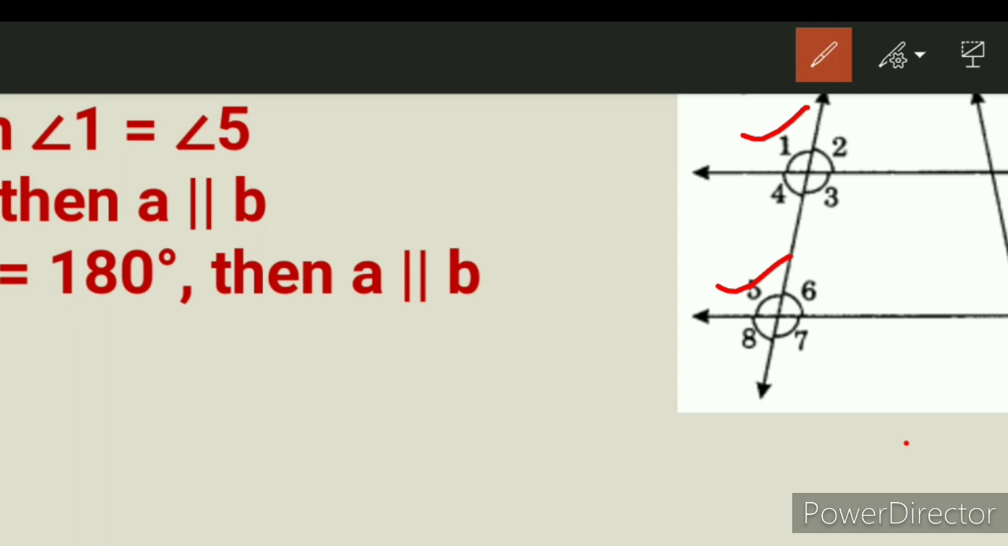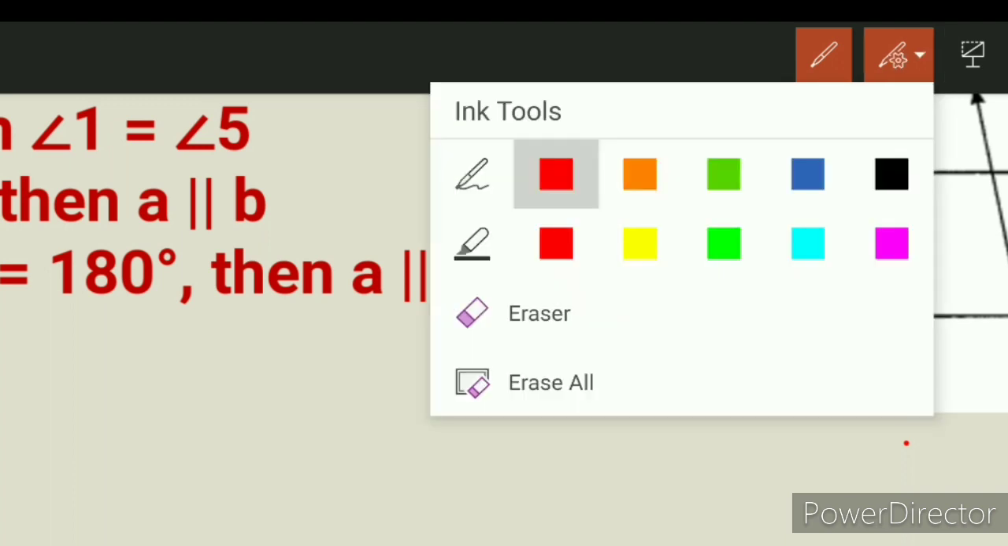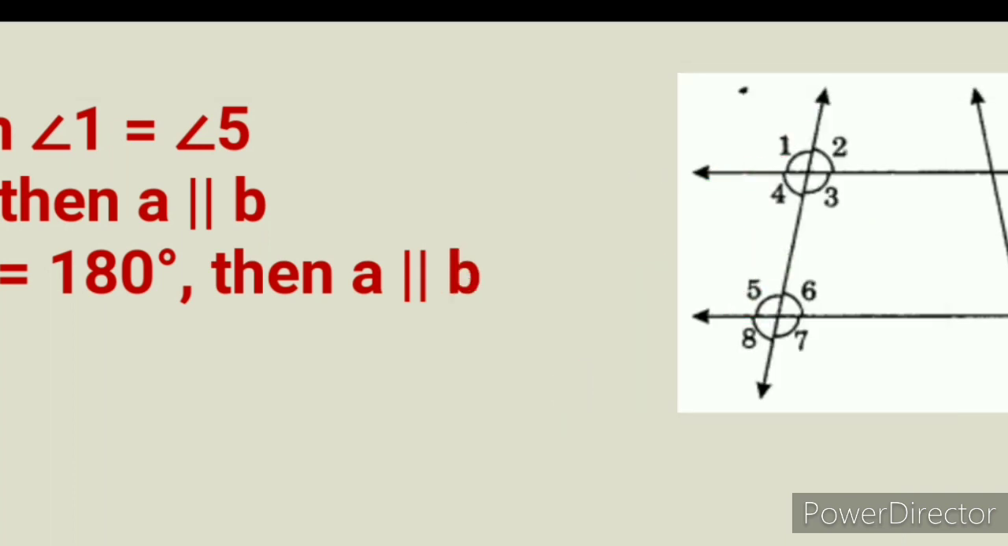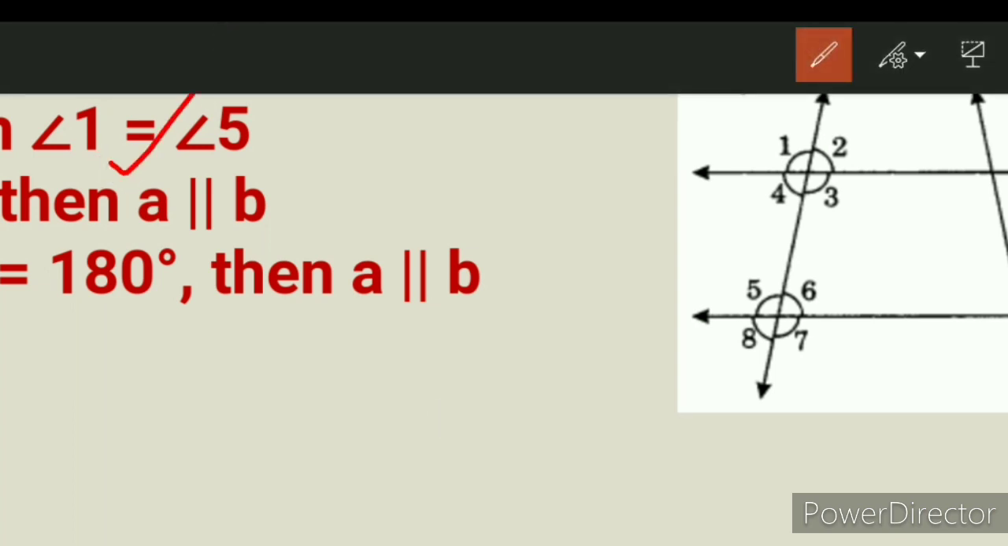How is it? It lies above the parallel line, at the same time on the same side of the transversal. So which type of angle is it? Yes, they are given equal. One more, its property is also given: 1 and 5 are equal.